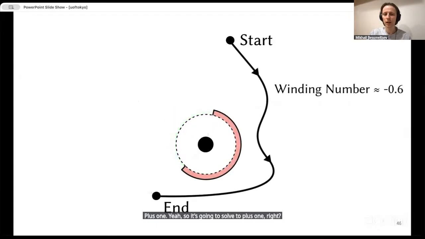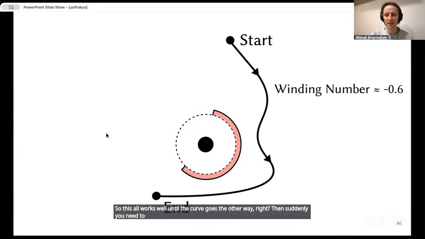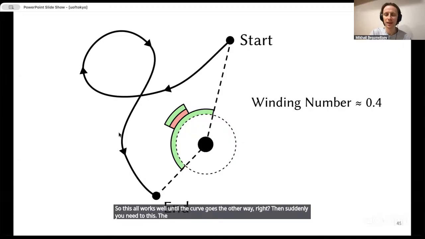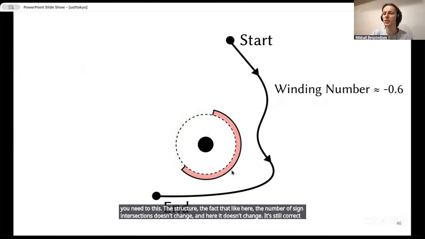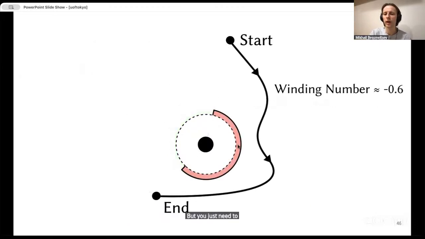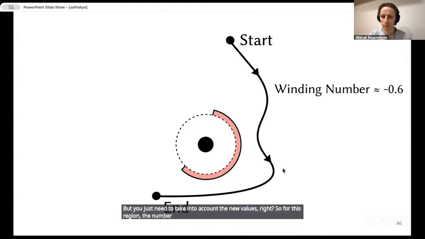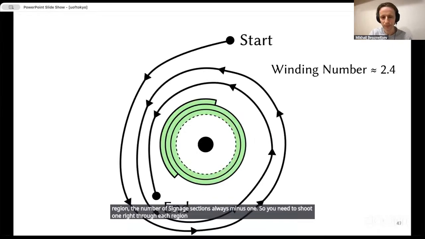So this all works well until the curve goes the other way, right? Then you need to take into account the new values. The fact that the number of signed intersections doesn't change within a region is still correct. So for this region, the number of signed intersections is always -1. So you need to shoot one ray through each region. And it works for any curves essentially, right?